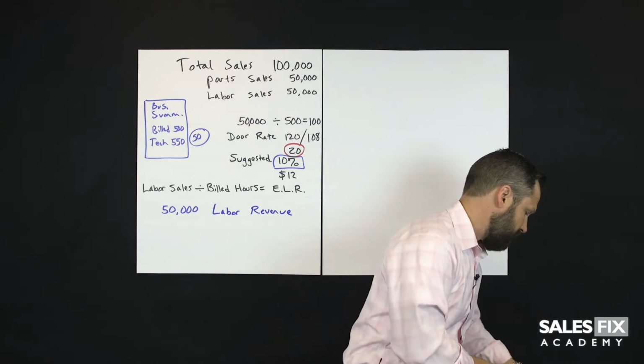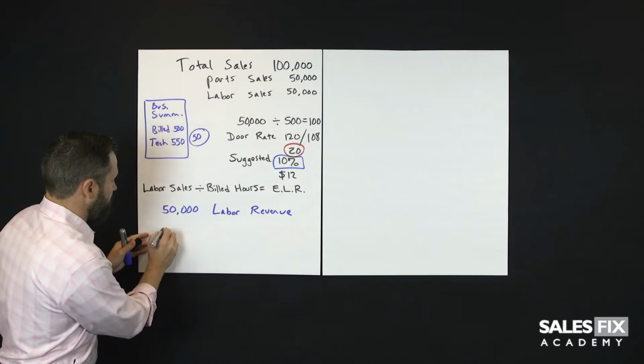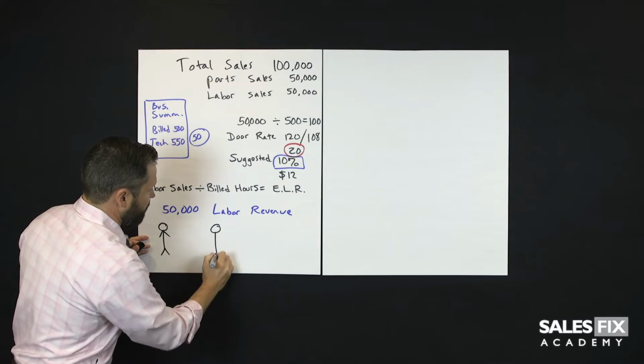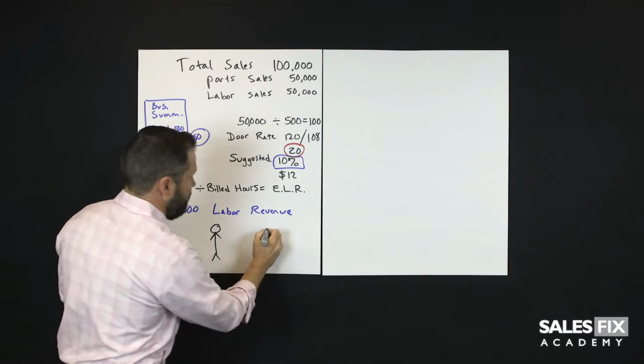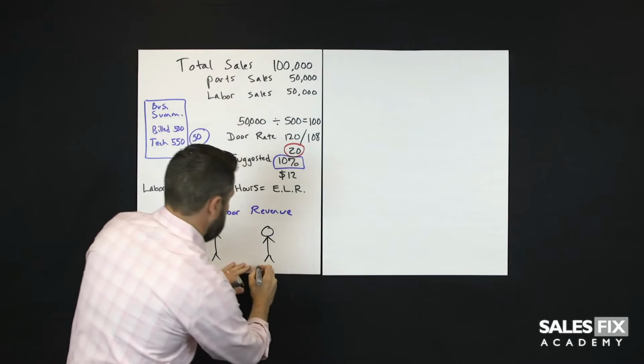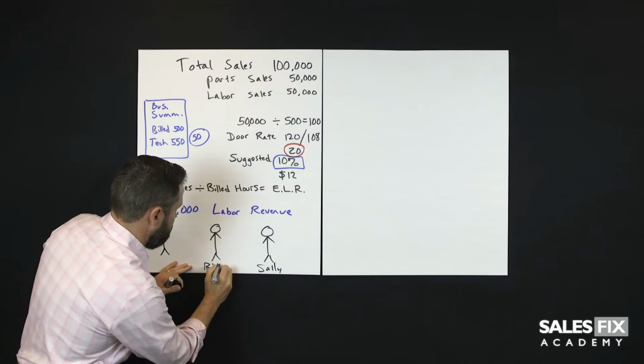So let's play a little game here. We're going to lay out three different technicians, all right? I said technicians, I mean advisors. You can try to figure out which advisor you are. We're going to say this is Sally. We'll call this one Bill, and this one John.